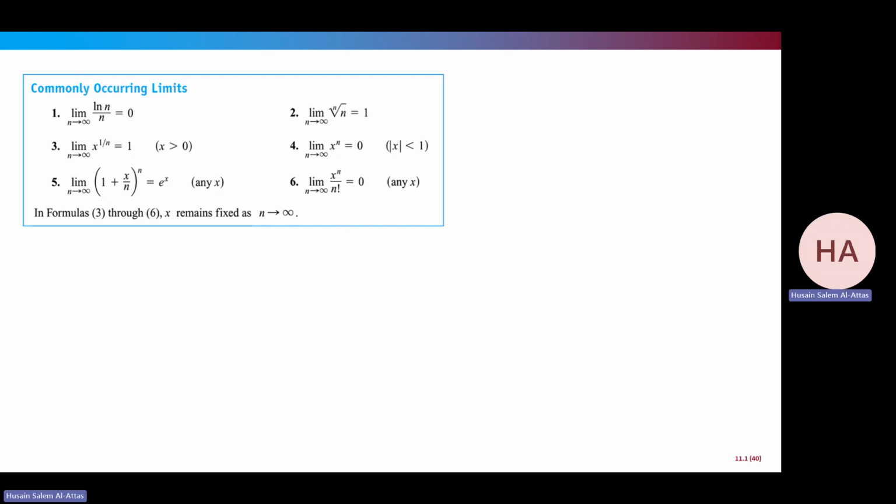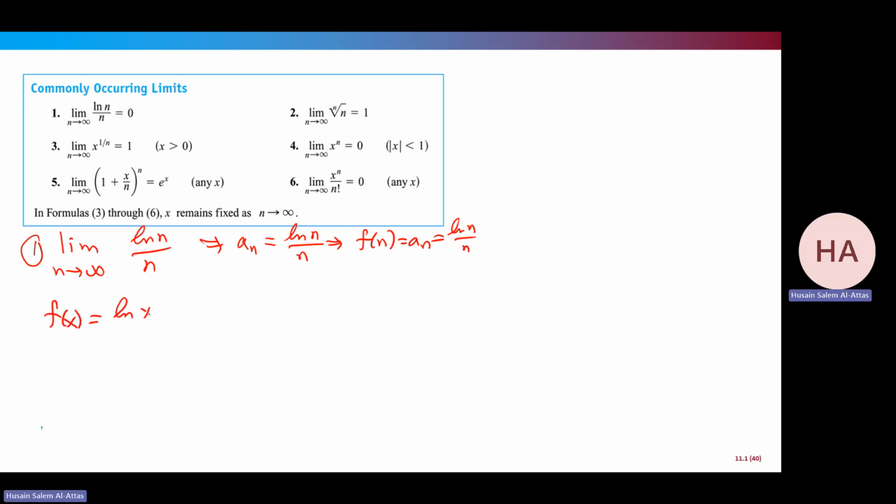Maybe you can memorize them as formulas, or as examples. Let us see what will happen in these 6 cases. First one: what is the limit as n goes to infinity of ln n over n? How to check? What is my a_n? It's ln n over n, where f of n is ln n over n. So I have f of x equals ln x over x.